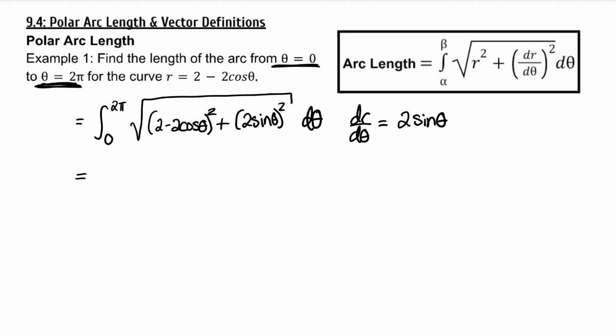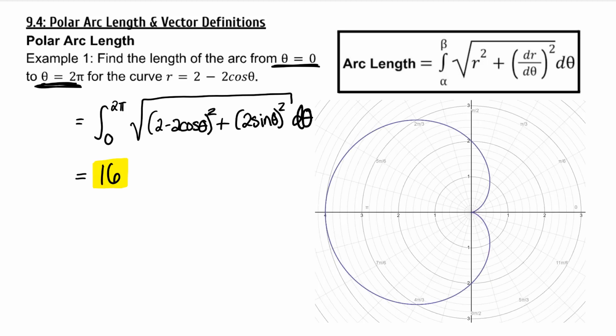Go ahead and plug that into a calculator. Make sure you're in polar mode and using radians. And we get 16. And here is what that arc looks like graphically.